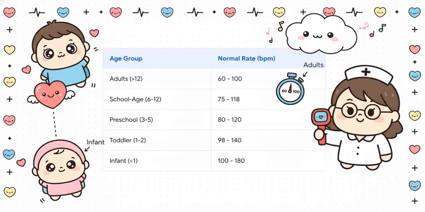Now, it's super important to remember that the normal rate changes with age. For the NCLEX, you absolutely must know the adult range, 60 to 100. But look at this chart. An infant's pulse can be all the way up to 180 and still be perfectly normal. Their little bodies have a much higher metabolism, so their hearts just naturally beat faster.